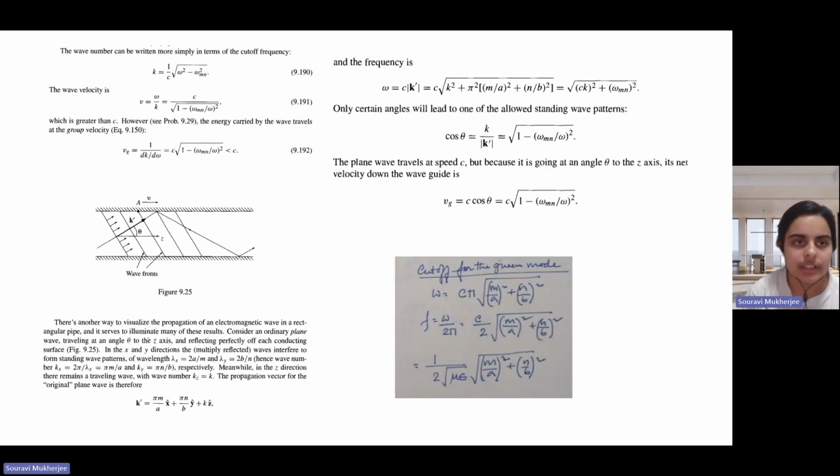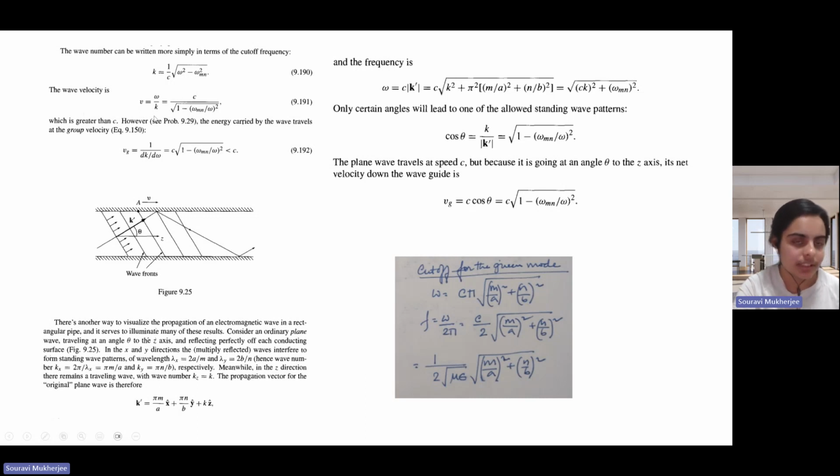And then what we saw is that you can write the wave number in terms of the cutoff frequencies, and it will take up a form like this. And we know that the wave number is related to the velocity. So from here, you can find the velocity. And as you can see, this is greater than c, right? So this wave velocity is the phase velocity, okay?